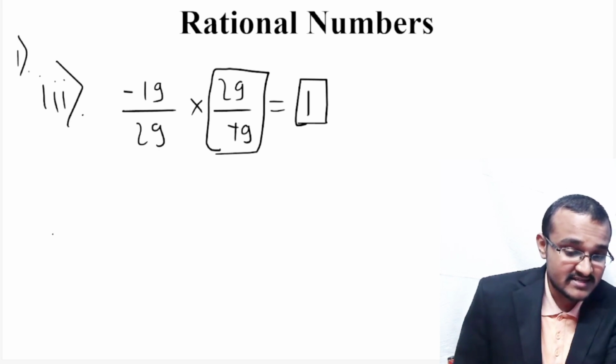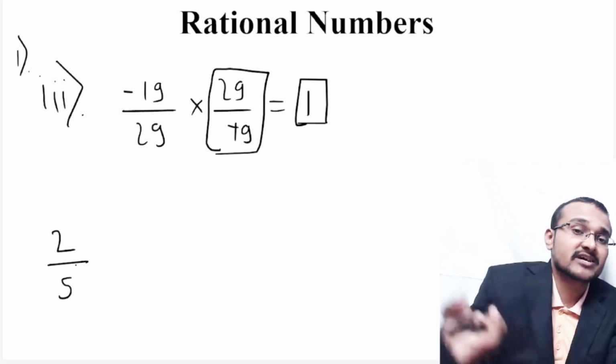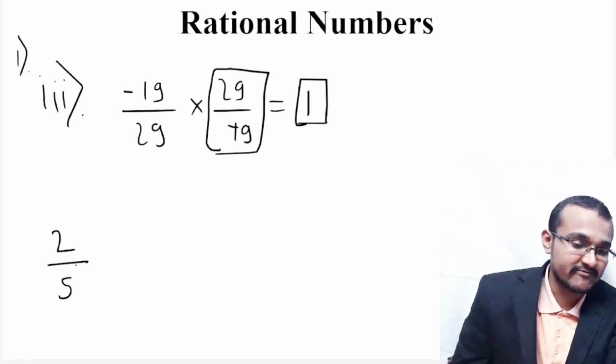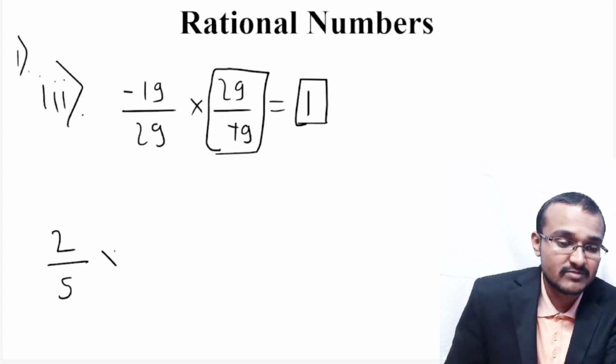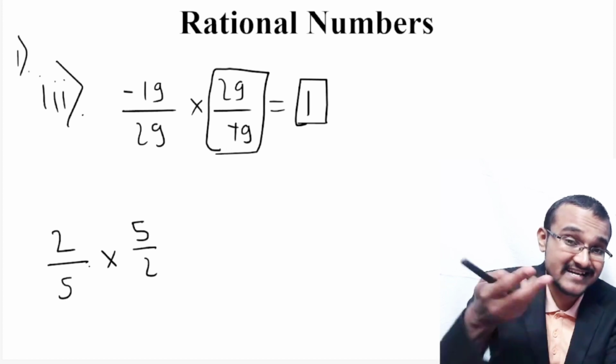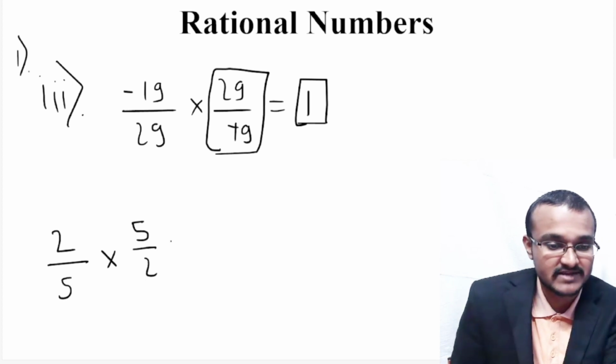Let us take another example, 2 by 5. If you take the inverse of this 2 by 5, that is 5 by 2, and multiply it with this rational number, then it becomes the multiplicative inverse. So you are multiplying 2 by 5 with 5 by 2, the inverse of 2 by 5.